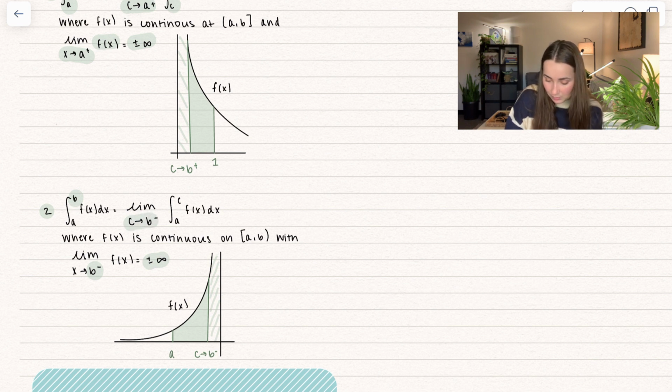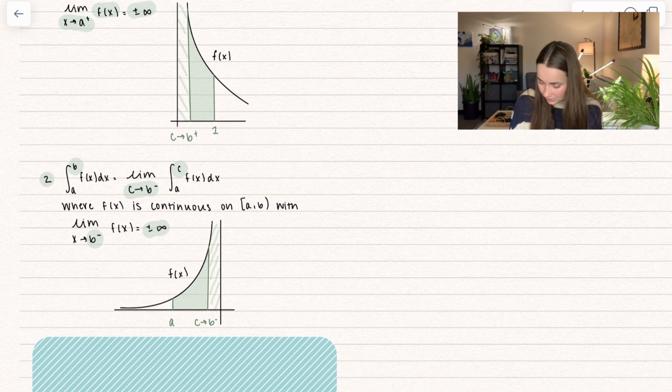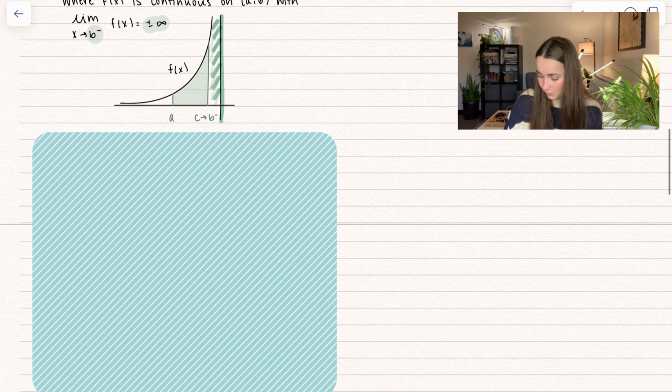So what we have to do is replace our upper bound with the limit as c approaches b from the left. And so here we can see why we're approaching from the left. Let's pretend that the y-axis is going to be our b. We're taking the limit as c approaches b from the left side because now we're trying to account for that entire area. So that's a nice visual for it.